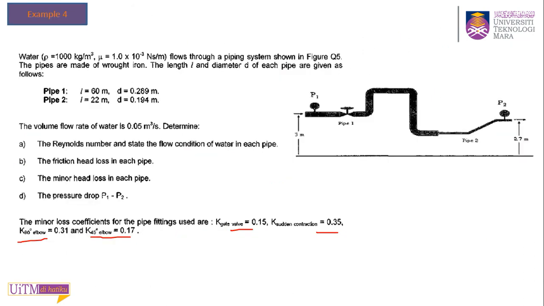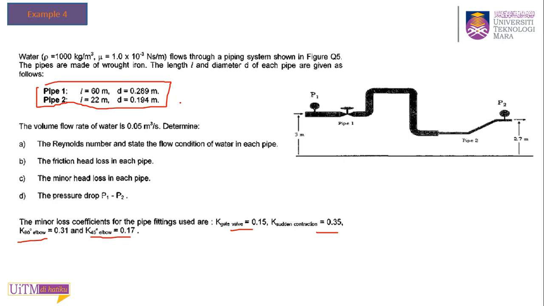Okay, so this is another example. I think you can do this on your own. This one is a little different because it has two pipes of different sizes. One with 60 meter length with the diameter 0.289 and another one is 22 meter with the diameter 0.194. So there is a big pipe and a small pipe.